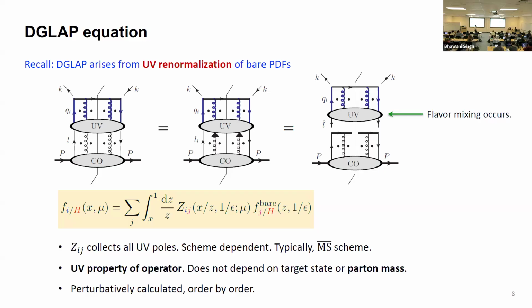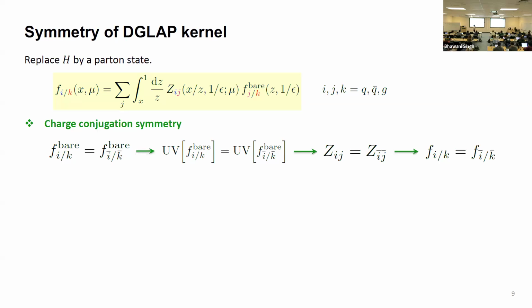And because it's only a property of UV, it should concern only the momentum scale at a very, very high scale. It does not care about what target you use, the target carrying momentum P. It doesn't care about the mass of the partons. So therefore, if we only care about the renormalization constant Z, we can replace the target by an elementary target, a parton state k. All these i, j, k can be either quark or antiquark or gluon, and we have the same formula.